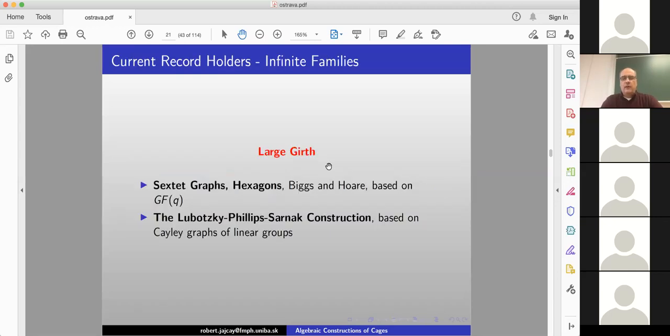There are records for an infinite set of parameters when you have some kind of a special construction. So one example like that is the sextet graphs or the Lubotzky-Phillips-Sarnak constructions. Both of them are highly algebraic. The topic of my talk is using algebra in this area. The sextet graphs are based on finite fields. The Lubotzky-Phillips-Sarnak graphs are Cayley graphs, and this is the one class that I will define in this talk.